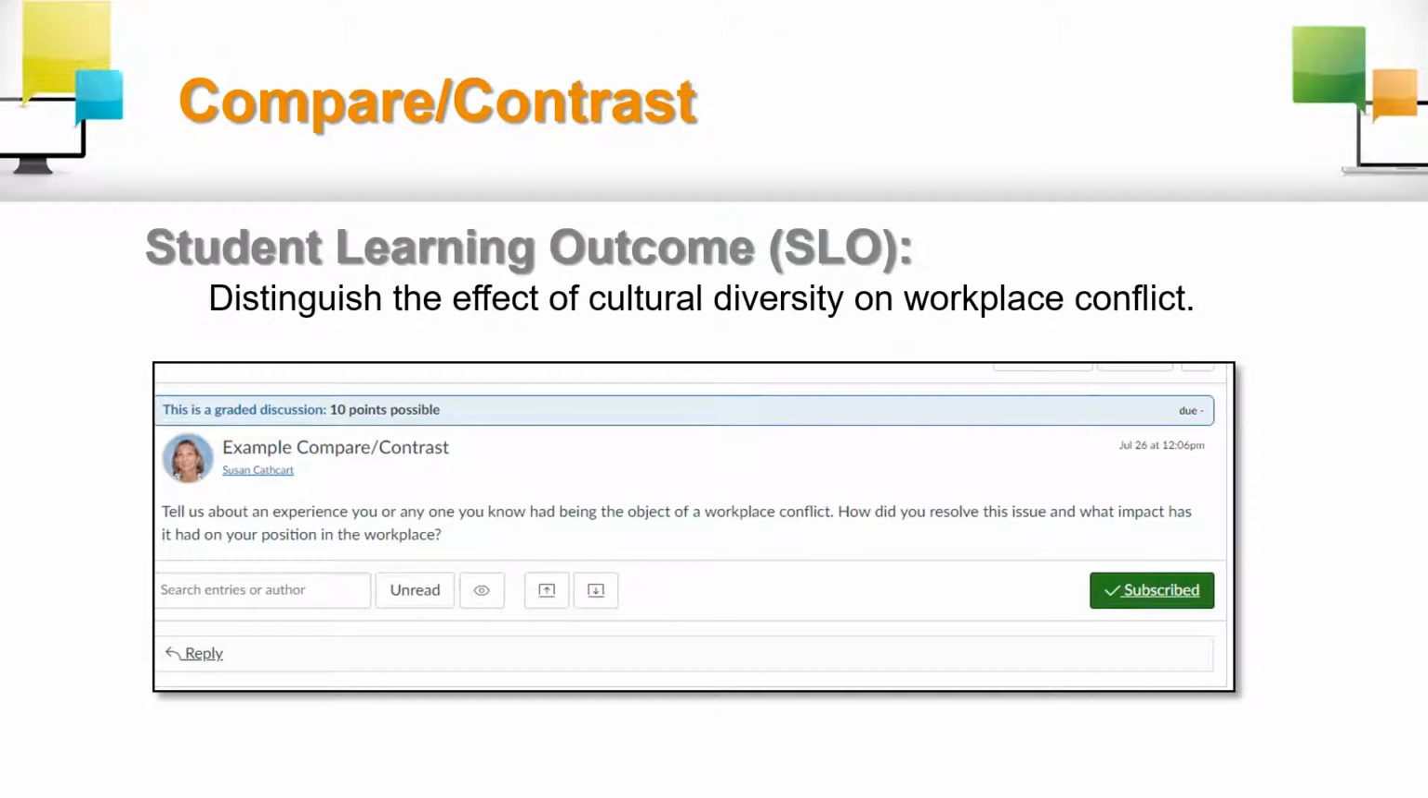Compare and contrast pulls from course resources on what a participant would say about A based on the knowledge of B. The student learning outcome is: distinguish the effect of cultural diversity on workplace conflict. One example of a compare-contrast question using the SLO is shown.